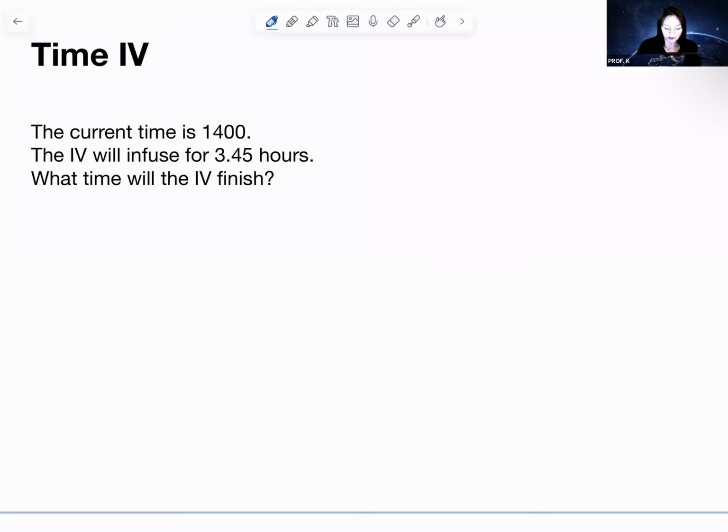So the current time is 1400, and it takes 3.45 hours to infuse. A lot of people will just say 1400 plus 3.45, so 3 hours and 45 minutes. So they'll do 3, 4, 5, 6, 1745. But we're talking about time. So I just wanted to review this with you real quick.